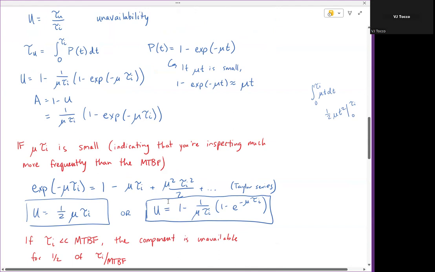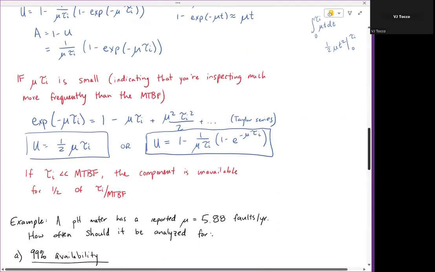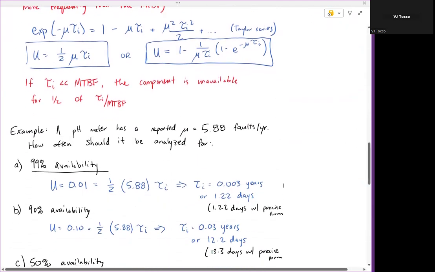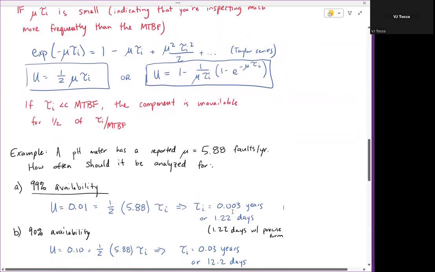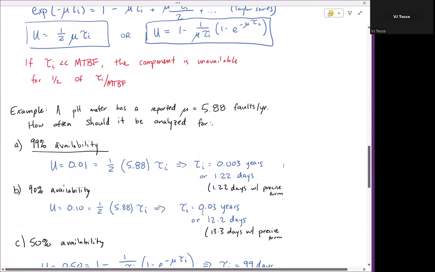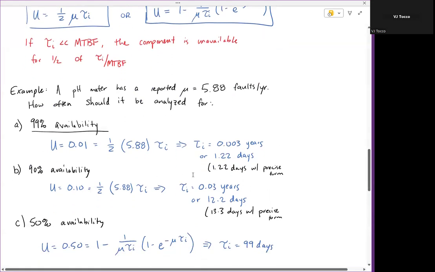This is the more precise form. So depending on your precision, that's what I'm doing here. So here, mu times Ti is indeed very, very small, right? Because Ti is very small. But here, Ti is larger, so mu times Ti is greater, and it's not quite much less than the mean time between failures.